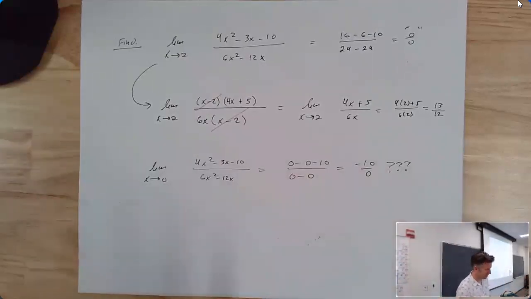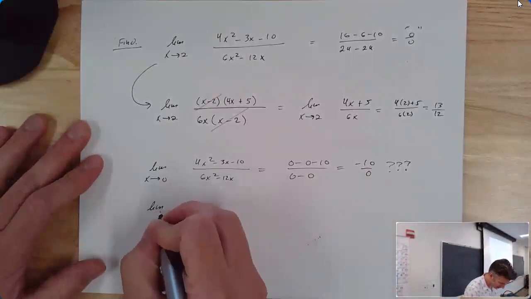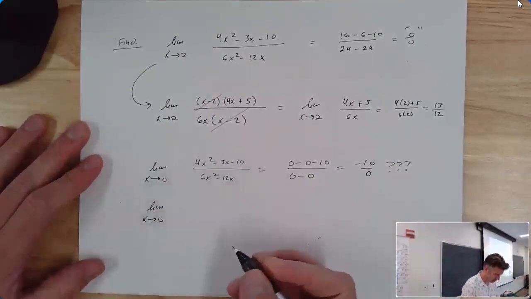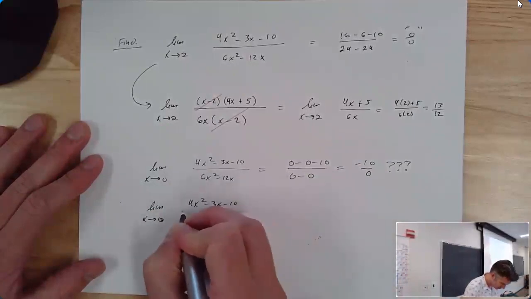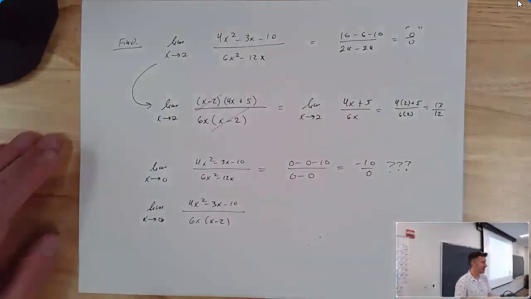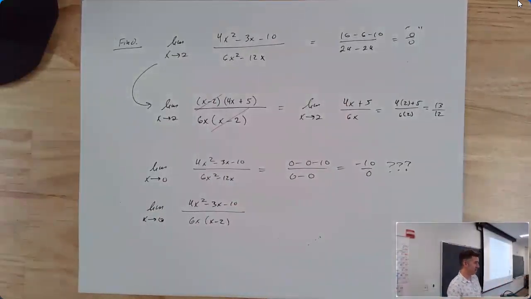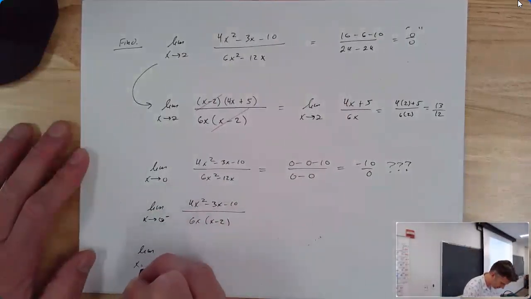So here's what I would do if I was actually trying to find this one. I'm going to factor that denominator. I don't really care about the numerator. I factor out the 6x times x minus 2. So actually, this is going to be different on the right and the left of 0. So let's look at the left side of 0 and the right side of 0 real quick.